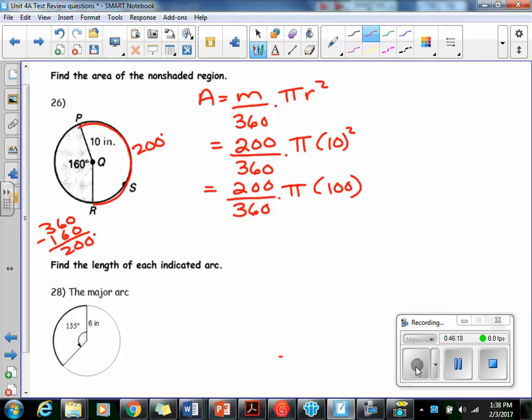What is your answer for this one? 174.5? Yeah. And this is area, so the units will be squared inches. Any questions on that? Any questions?